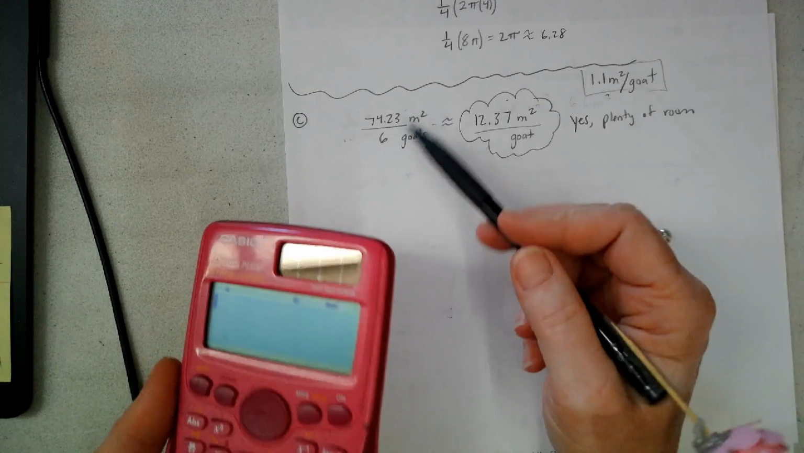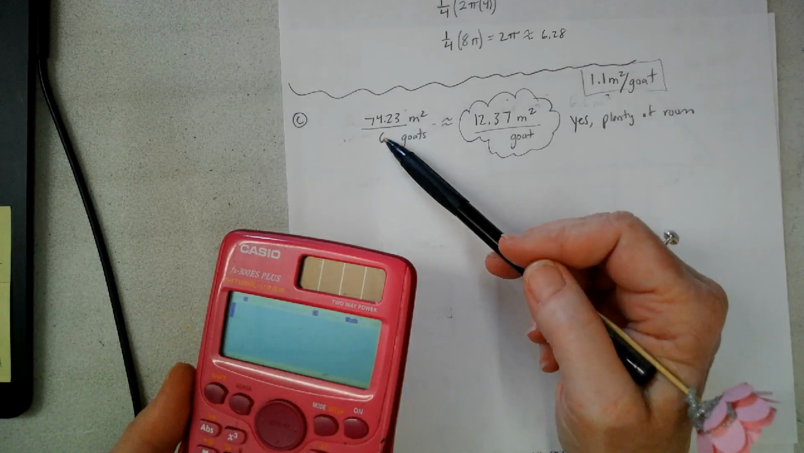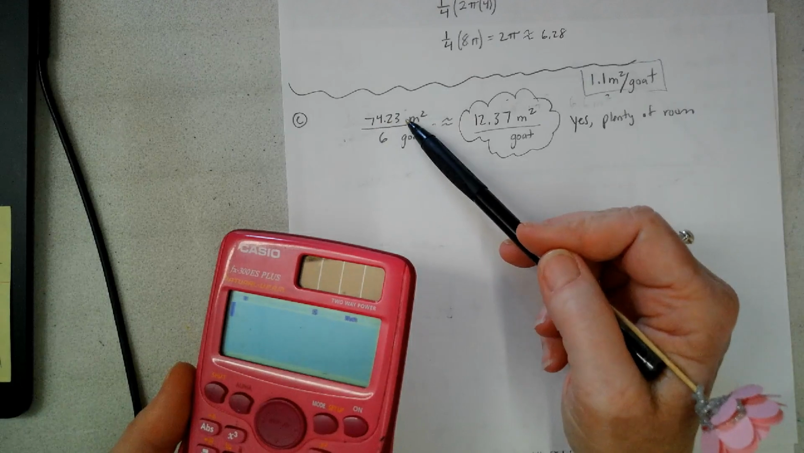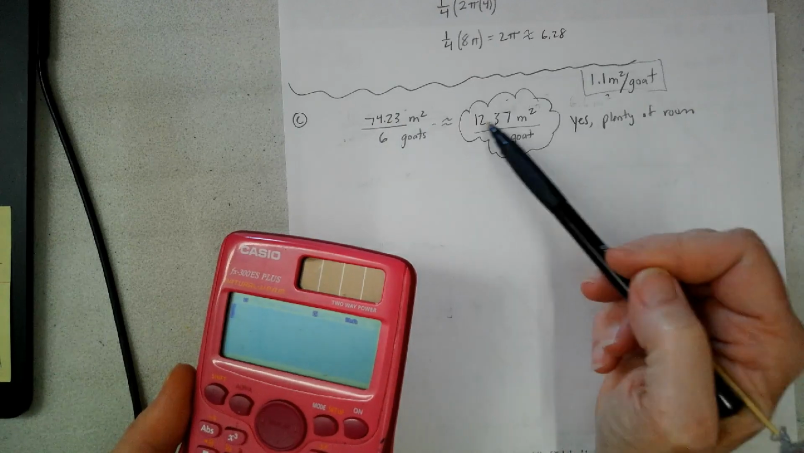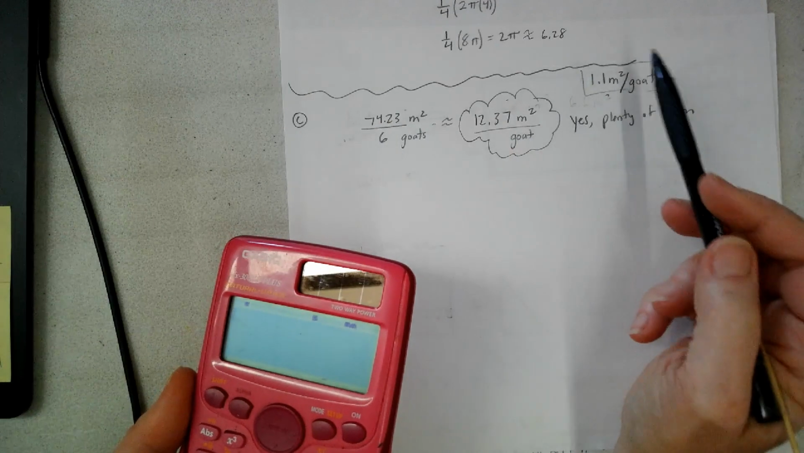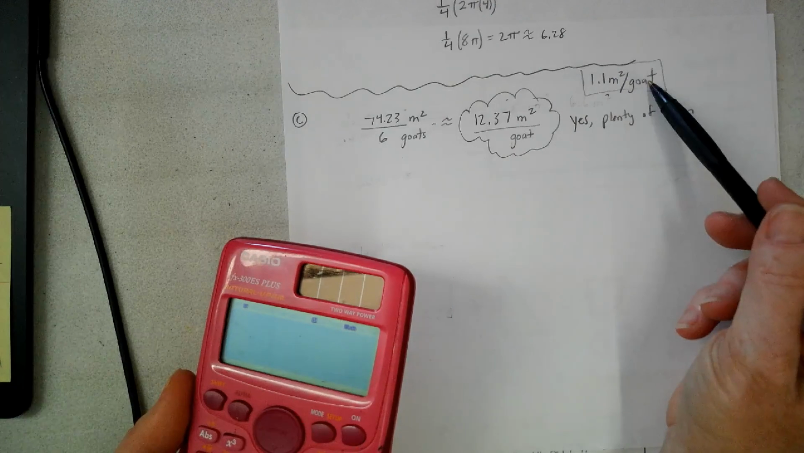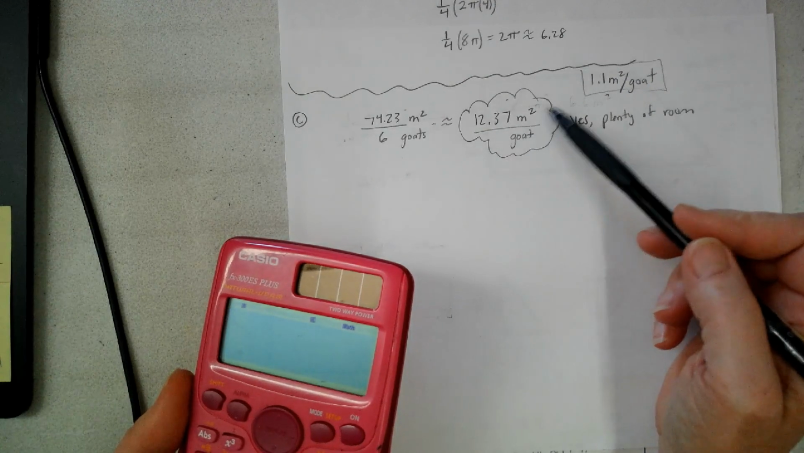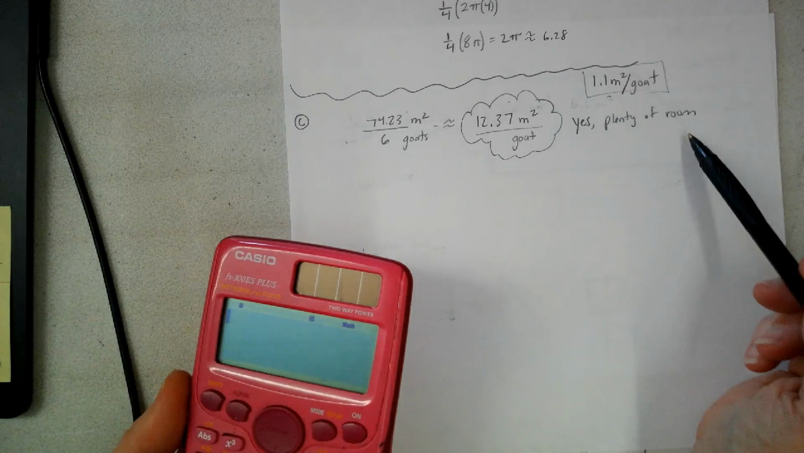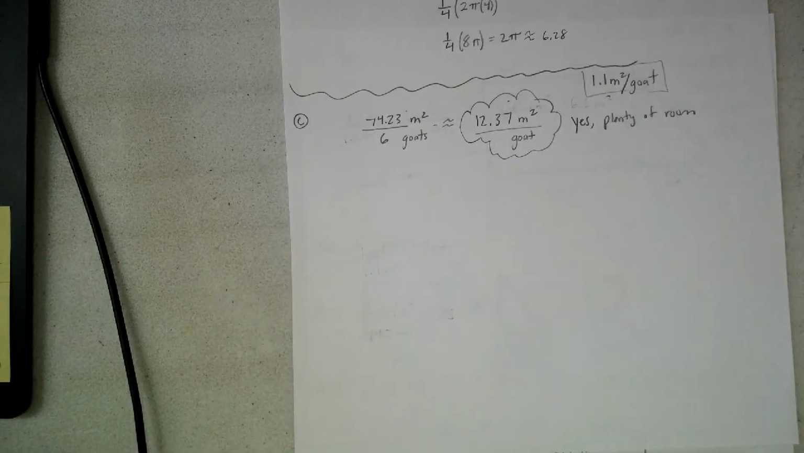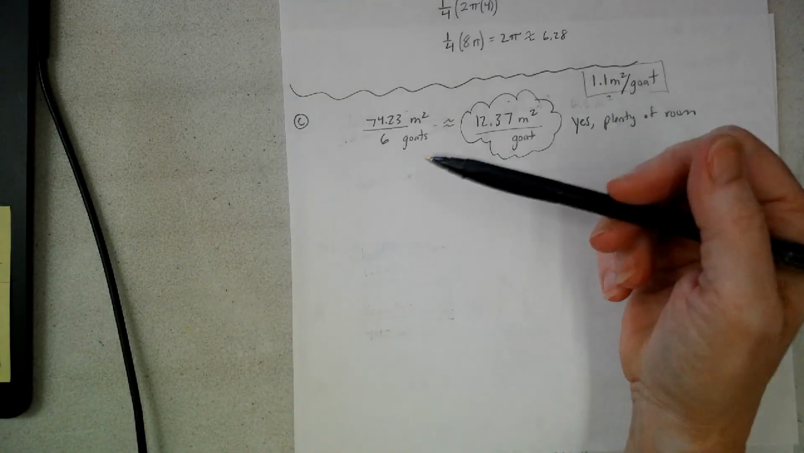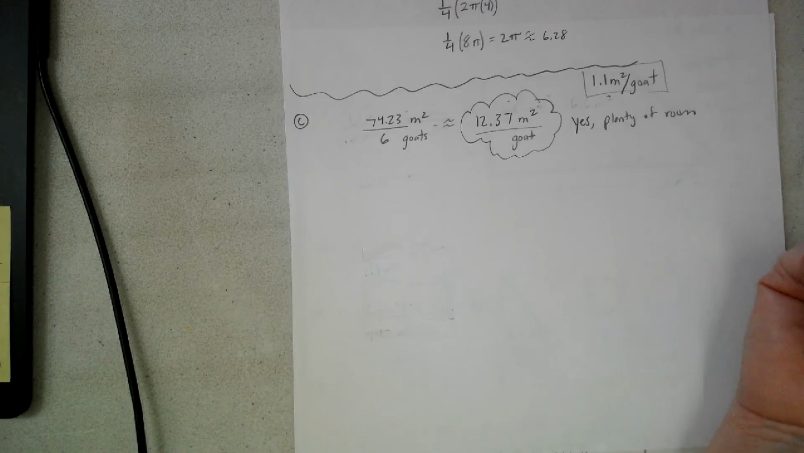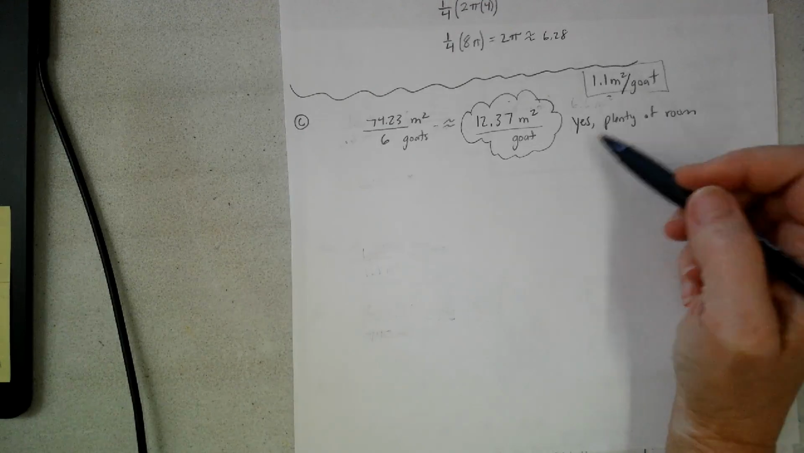I just did it. Well, I don't even have to show you. I just did a division. 74.23 divided by 6 was 12.37. So they said that you have to have at least 1.1 square meters per goat. Well, we've got 12.37 square meters per goat. So yes, there's plenty of room. The answer book had the fraction upside down, and it had some things that were a little bit nonsense. This is actually the correct answer.